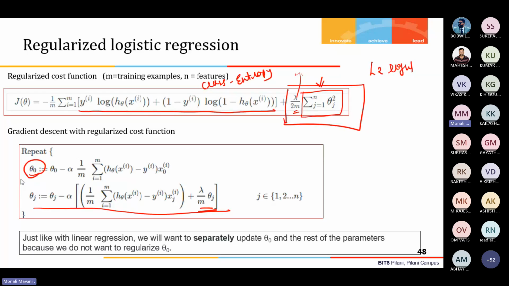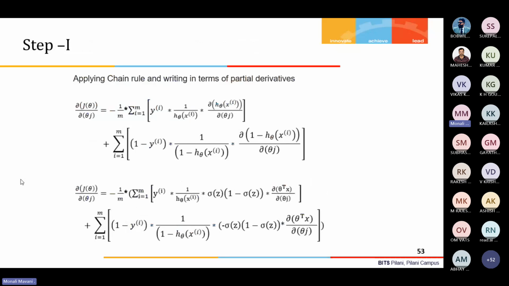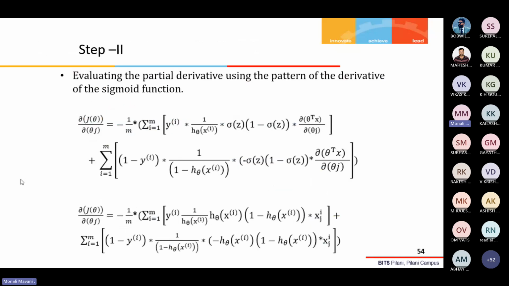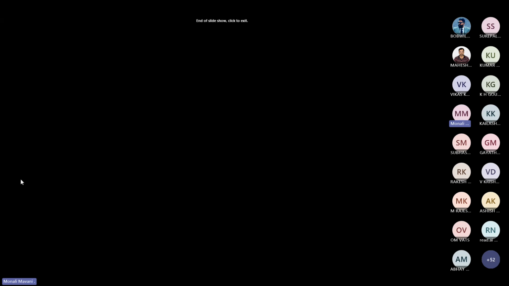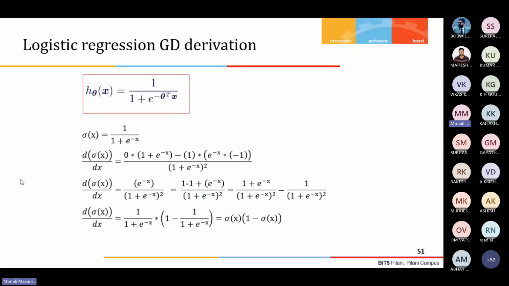There is certain self-learning material. If you are interested in going into deeper mathematics, it's given here for your time. That's not important from the exam point of view, but it helps your understanding of how certain derivations come about.